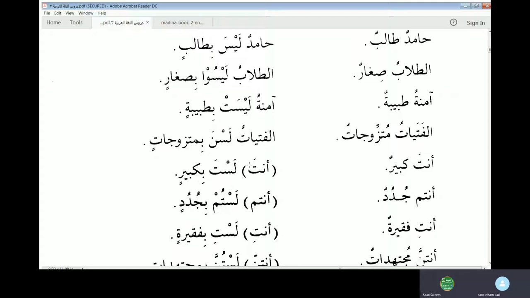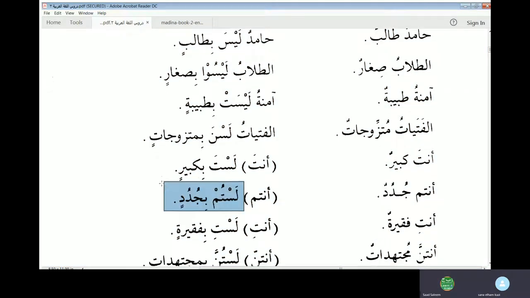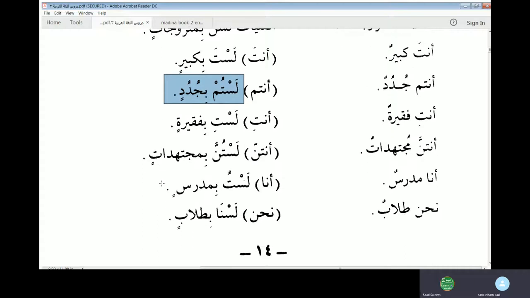Anta lasta bi kabirin. Simple lasta bi kabirin. Aur anta mein aapko samjhane ke liye likha hai. Lasta bi kabirin. You are not big. Antum jududun, you are all new. Antum lastum bi jududin. You all are not new.